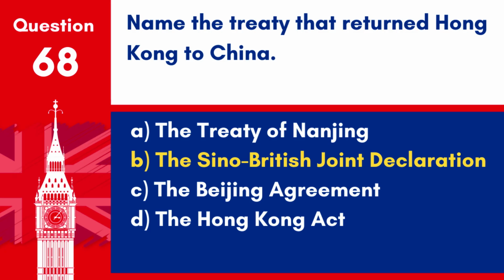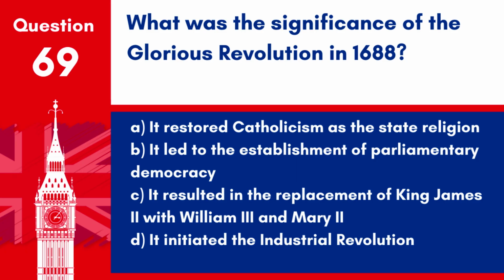Question 69. What was the significance of the Glorious Revolution in 1688? A. It restored Catholicism as the state religion. B. It led to the establishment of parliamentary democracy. C. It resulted in the replacement of King James II with William III and Mary II. D. It initiated the Industrial Revolution.